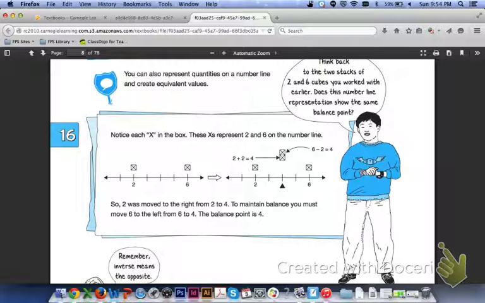Again, if we look at this first graph, we look at where the middle is between 2 and 6, it's right here, because that's 2 away from the numerical value of 2, and it's 2 away from the numerical value of 6. So that would be right in the middle. That is the balance point.